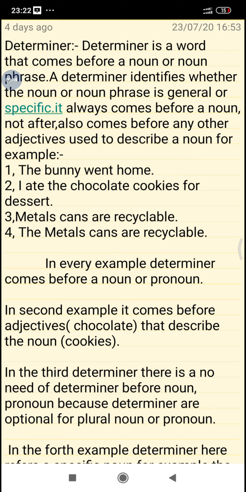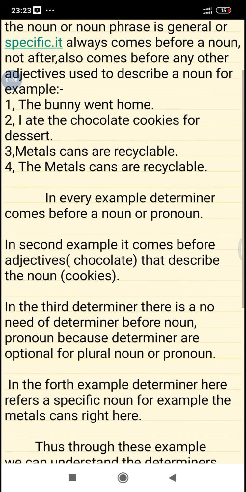For example, the bunny went home. I ate the chocolate cookies for dessert. Metal cans are recyclable. The metal cans are recyclable. In every example, the determiner comes before a noun or pronoun. In the second example, it comes before the adjective chocolate that describes the noun cookies.